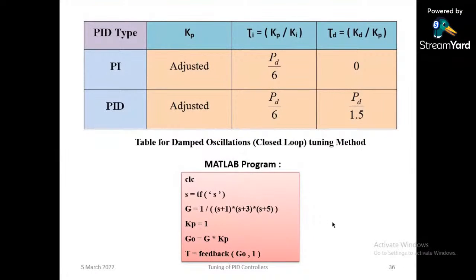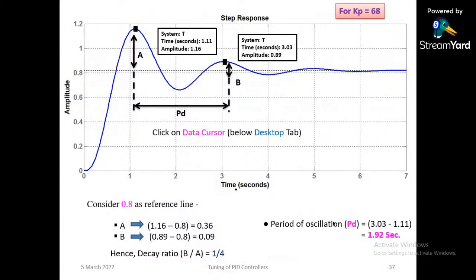Okay. Now do one thing. Gradually increase the value of KP, so that you can see here that for KP equal to 68, I am getting this one. Okay. हळूहळू वाढवत असतो मी.